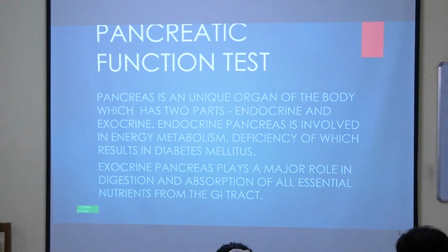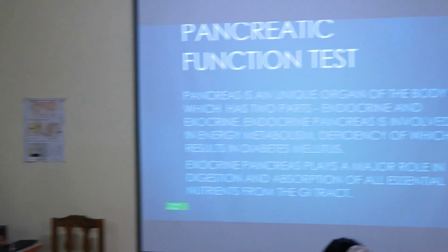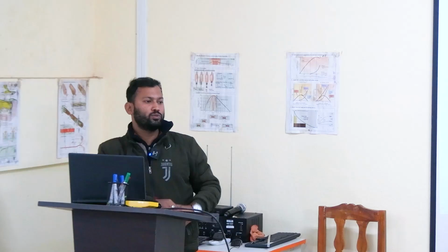So today we will be studying about pancreatic function test. As you know, pancreas is a unique organ of the body which has two parts. It is a unique organ because it has two types of tissues. One is endocrine and one is exocrine.